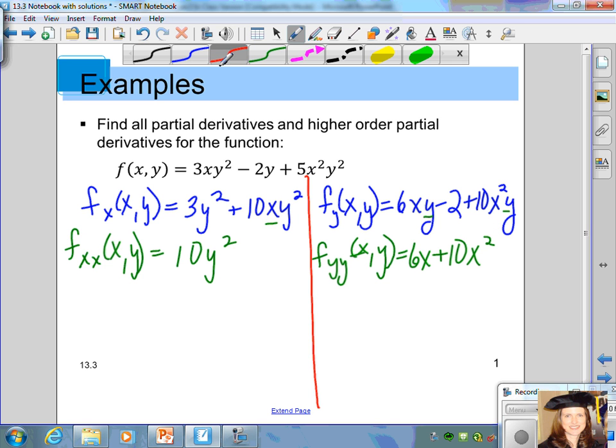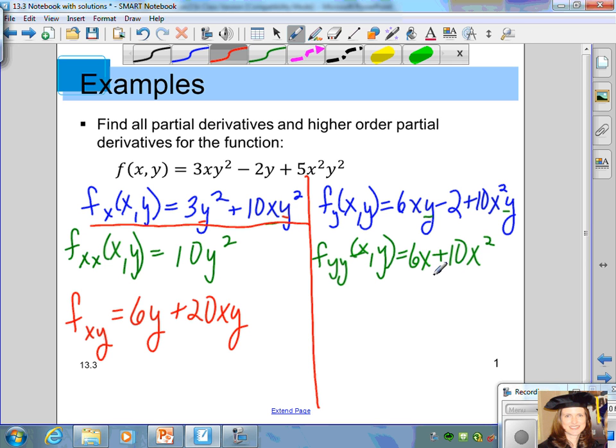Now let's look at the mixed partial derivatives, the partial derivative with respect to x and then y. I'm going to go to the result up here. Take the derivative of this, treating y now as the variable and x as constant. The derivative of 3y squared is 6y, and the derivative of 10xy squared, derivative of y squared is 2y times 10x to get 20xy.